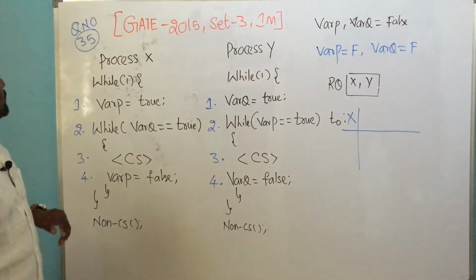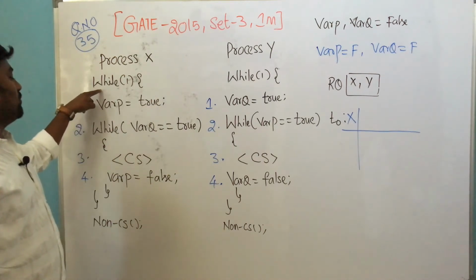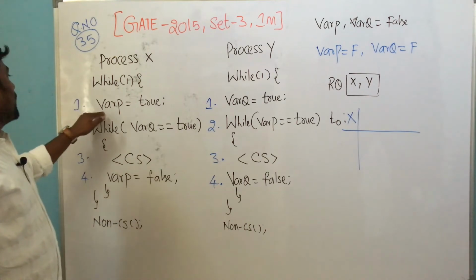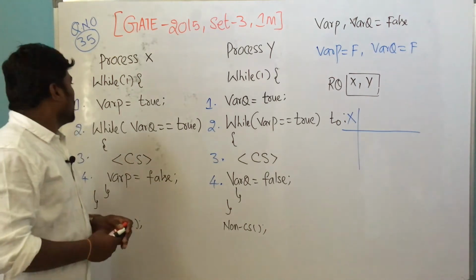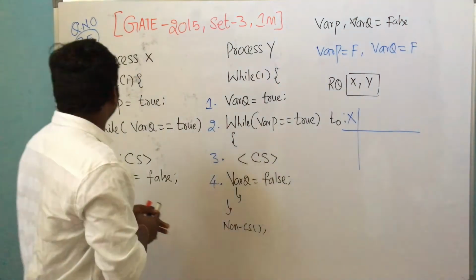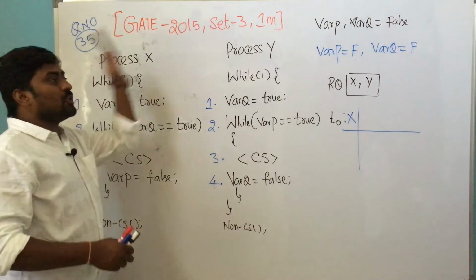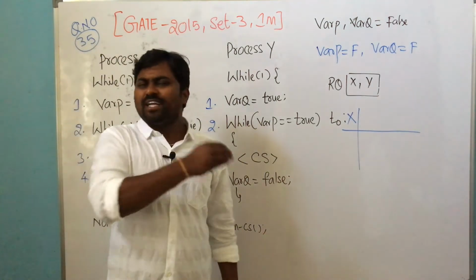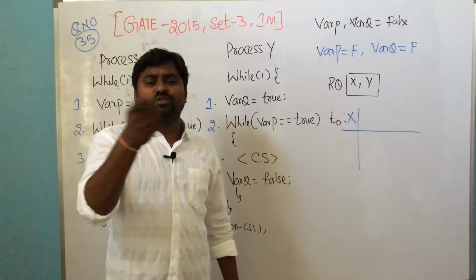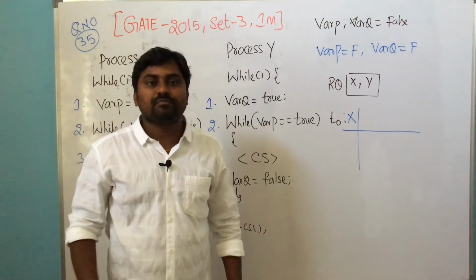Process X, the moment it started, initially will run some non-critical part, and the moment it wants to enter the critical section, this is the instruction that needs to be run. You have to make var P equal to true. You understand, if you are interested to enter the critical section, then you have to make var P equal to true. Then you check whether the other process is interested or not. By looking at this code, we are able to recollect which algorithm this is. It is similar to the Peterson solution.